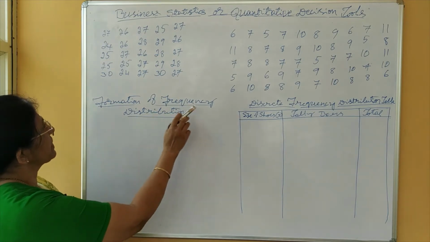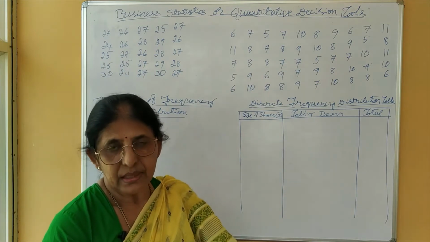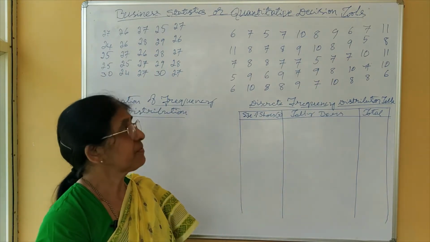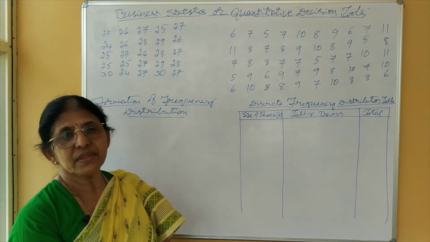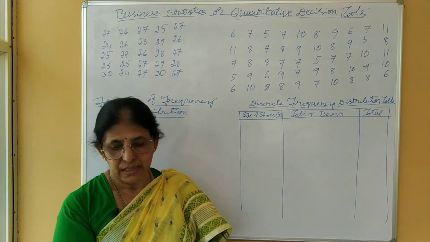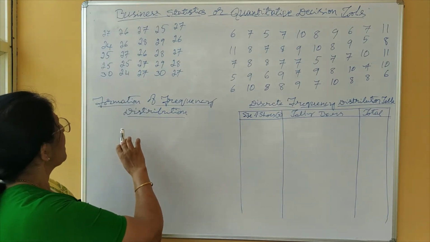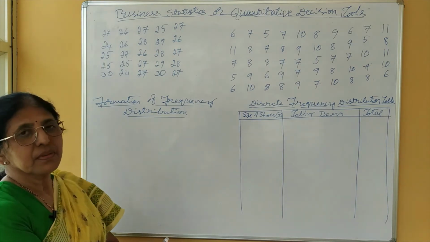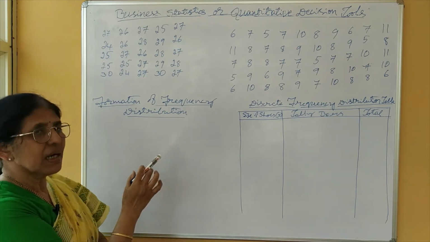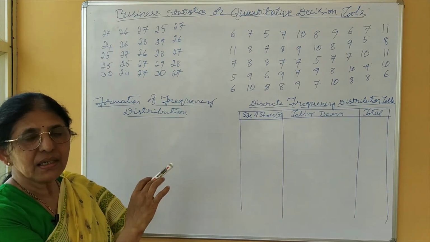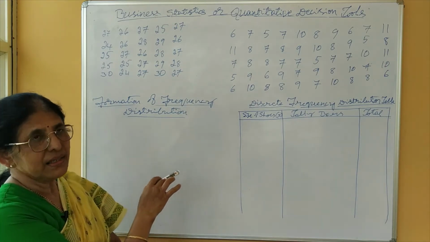Now, formation of frequency distribution. Collected and classified data are presented in the form of frequency distribution. Frequency distribution is simply a table in which data are grouped into different classes on the basis of some common characteristics, and the cases or events which occur regarding those classes are recorded.